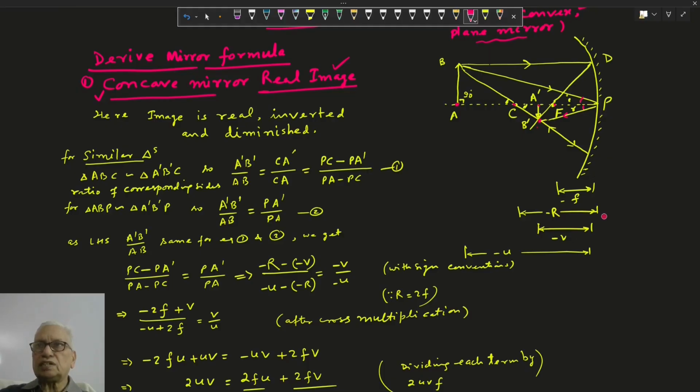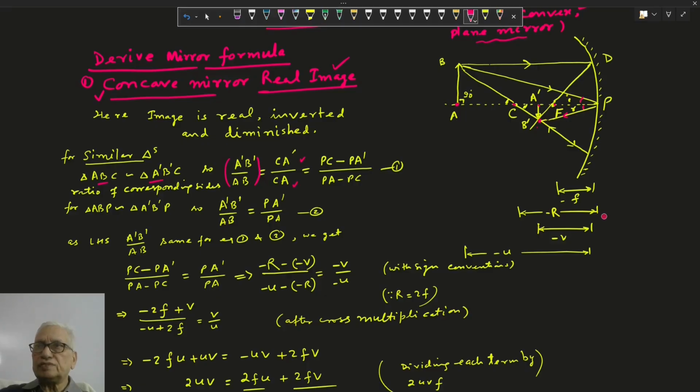In similar triangles, a pair of similar triangles, triangle ABC and A dash B dash C. Both are similar triangles, so by the similar triangle property, A dash B dash upon AB, size of image upon size of object, equals the ratio of corresponding sides, A dash C upon CA.